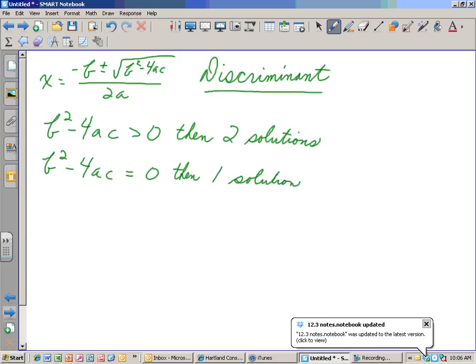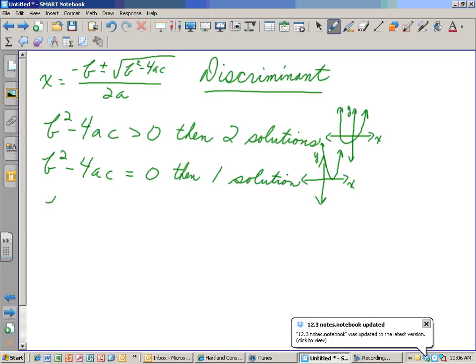That means that that parabola just touches the x-axis. And I'll give you an example here. It would look like this one. Here's your y-axis, here's your x-axis. That means that the parabola will just touch.